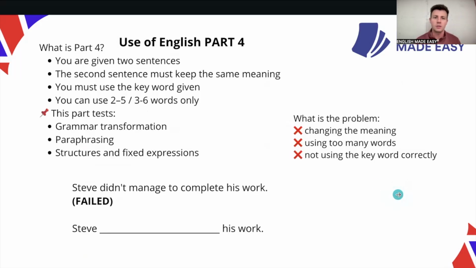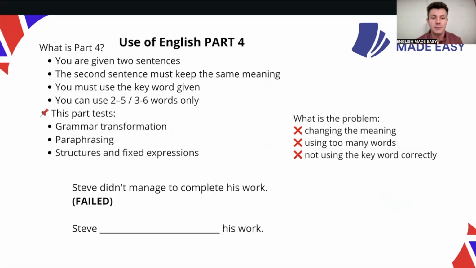Okay, let's have a look. So, what is part four? You get two sentences. Vamos a ver las dos frases. Steve didn't manage to complete his work. Steve, his work. Two sentences, okay? The second sentence must keep the same meaning, okay? Tiene que significar lo mismo.